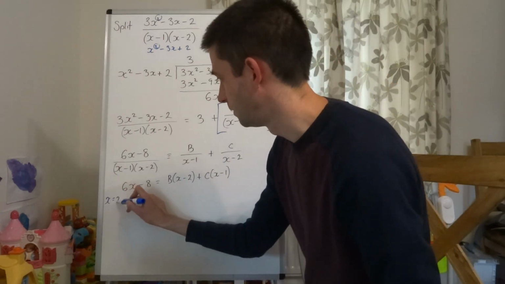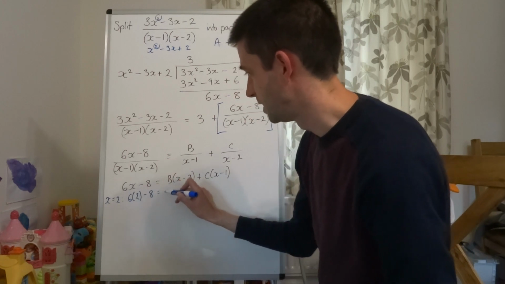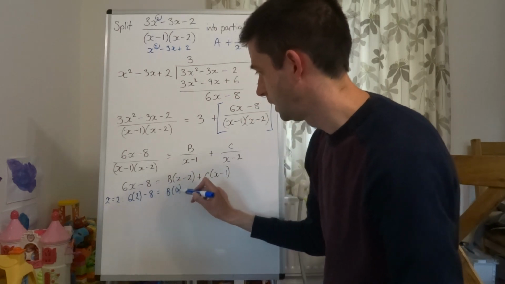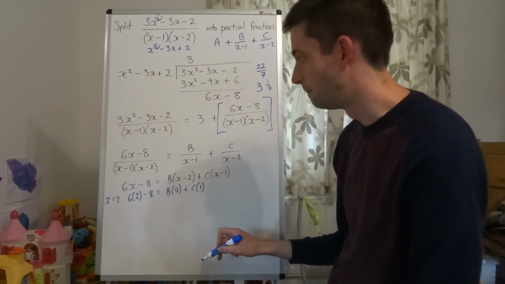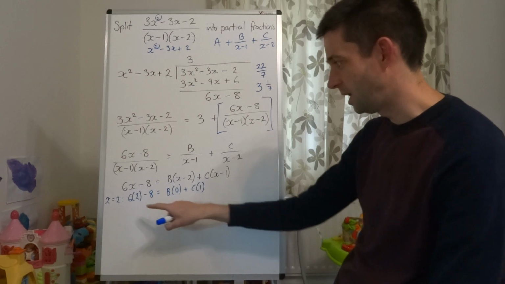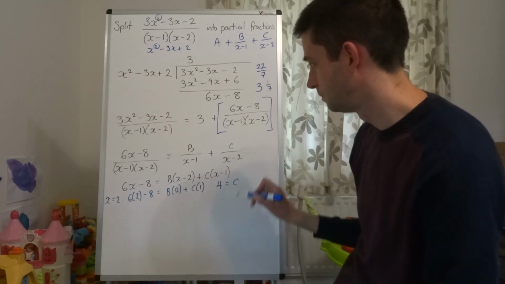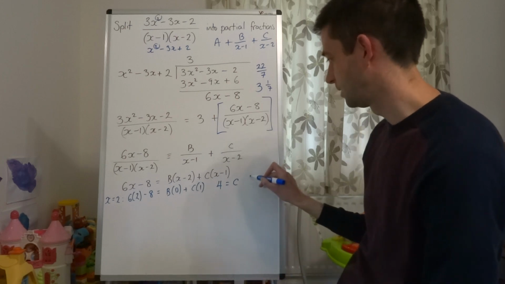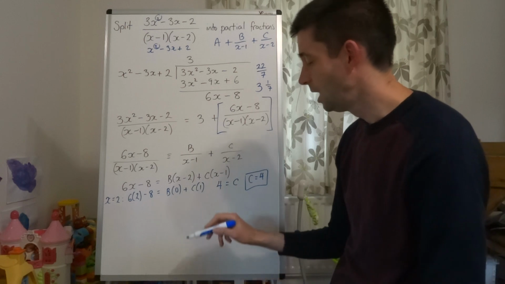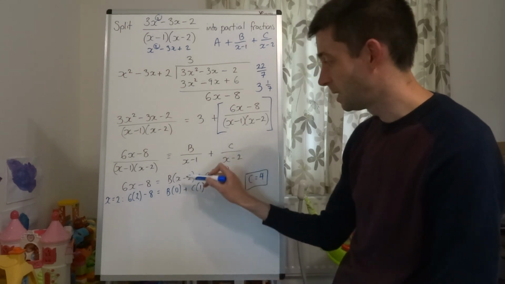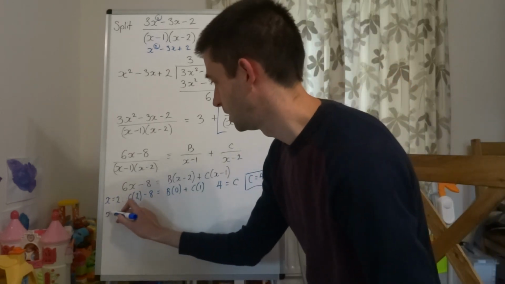So if x equals 2 goes in here, I get 6 lots of 2 minus 8 equals B lots of 0 plus C lots of 1. Just for space, I'm going to go over here. So we have 4 equals C. So C equals 4. Let's just box that. Okay, we've used x is 2 to make this bracket 0. We're now going to use x is 1 to make this bracket 0.